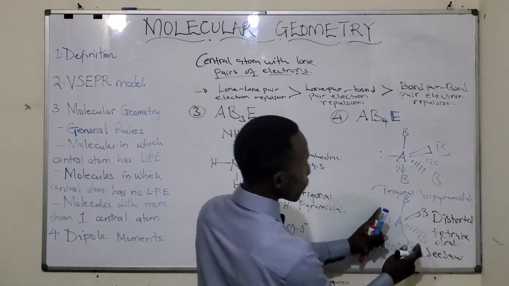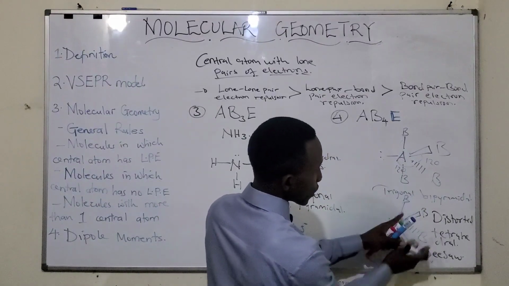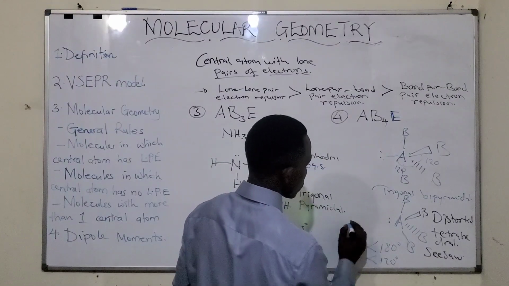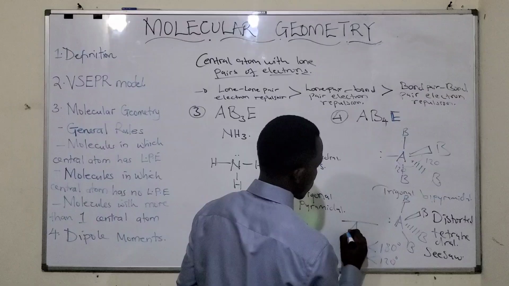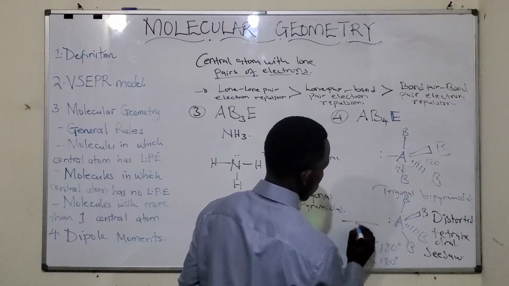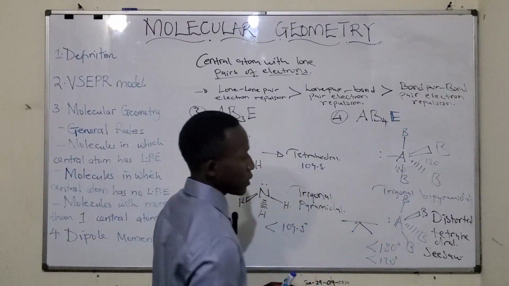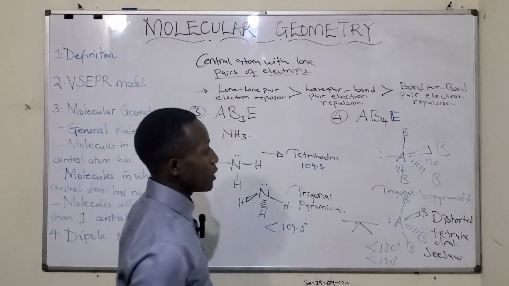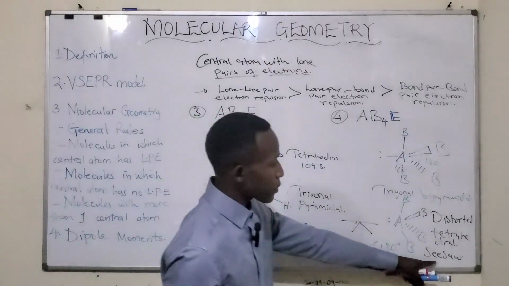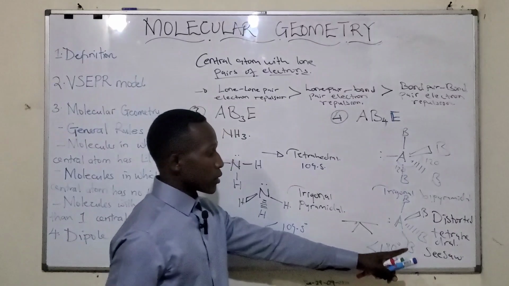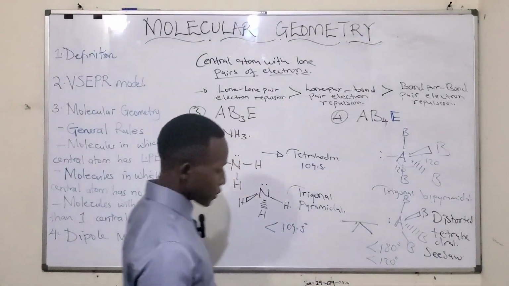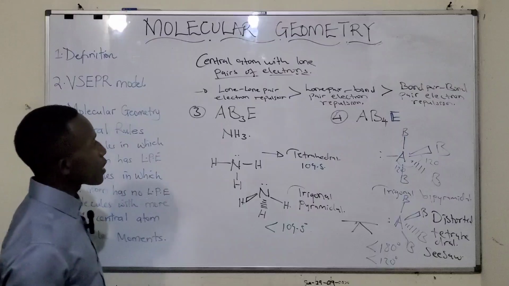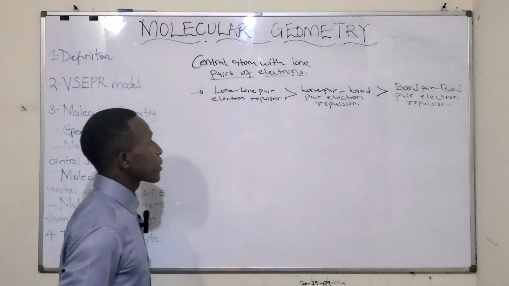For example, if you rotate this structure, you have this, as if it's like this, like a seesaw. So that's why it's called sometimes seesaw model or seesaw structure or distorted tetrahedral. Let's have 2 more examples.